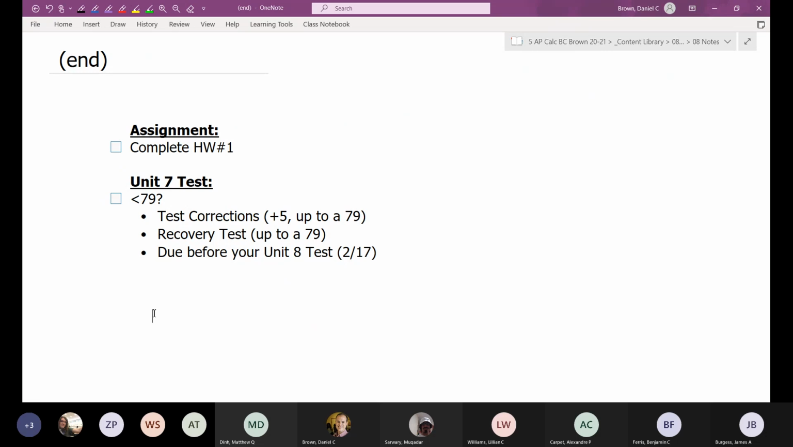I know the county put the deadline that the recovery test has to be done within 5 days or before the next summative. But in BC Calculus, where we have almost a summative every week, that's just not feasible. So I'm going to put the deadline for recovery or corrections at before your next unit test, which for this unit will be on the 17th. But again, most people did very well on the test, so none of that actually applies to you. So y'all can go ahead and continue working on homework 1. Again, it will really help you tomorrow if you get most of homework 1 done now.